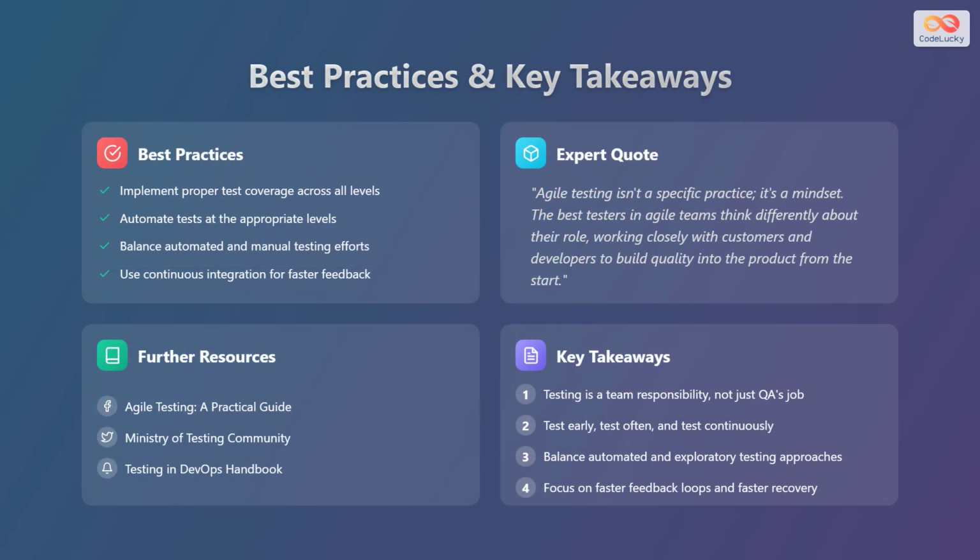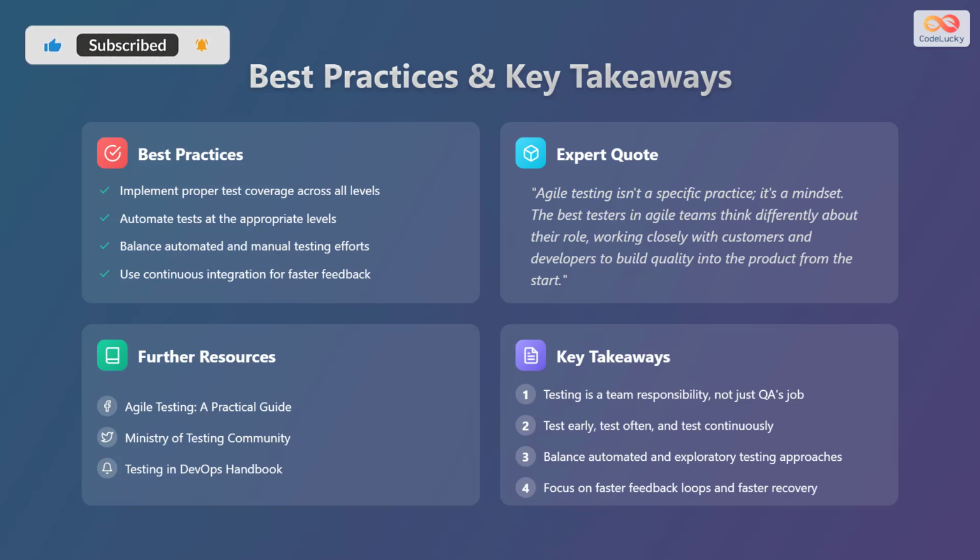Best practices and key takeaways. Some best practices for Agile testing include: implement proper test coverage across all levels. Automate tests at the appropriate levels. Balance automated and manual testing efforts. Use continuous integration for faster feedback. According to an expert, Agile testing is not a specific practice, it's a mindset. The best testers in Agile teams think differently about their role, working closely with customers and developers to build quality into the product from the start.